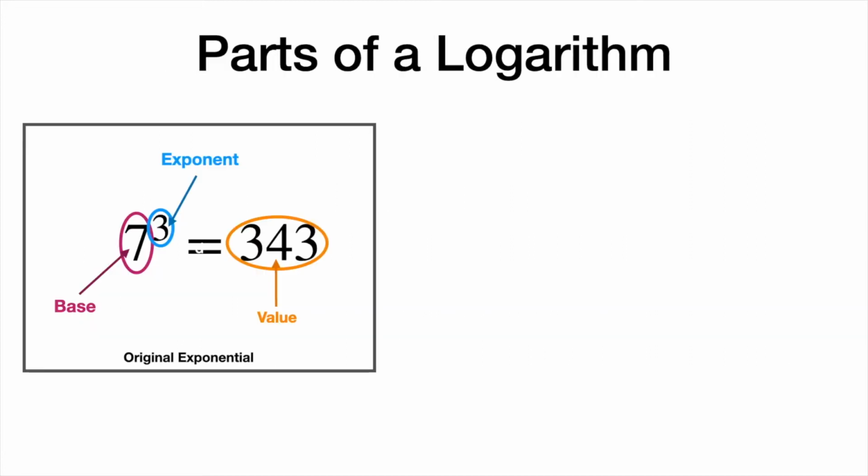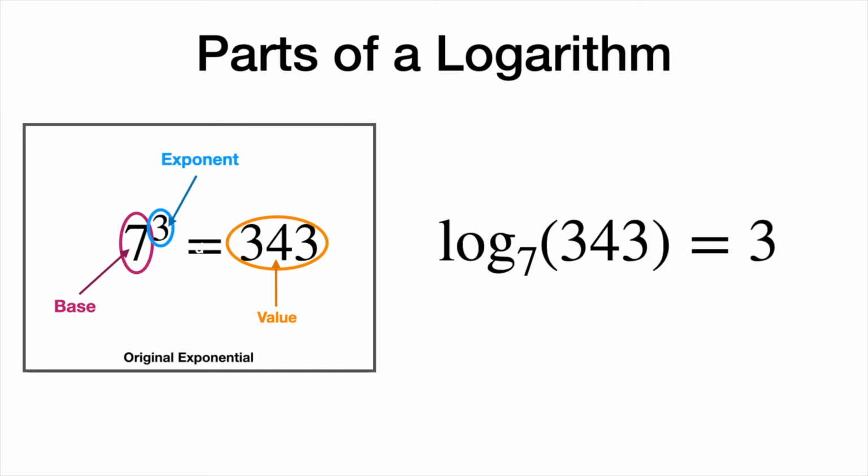We're going to go back to the exponential we were looking at earlier. We have 7 as our base, 3 as our exponent, 343 as our value. A logarithm that represents the same idea would be structured like this: the log base 7 of 343 is 3.